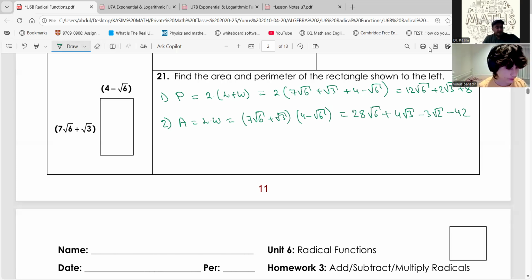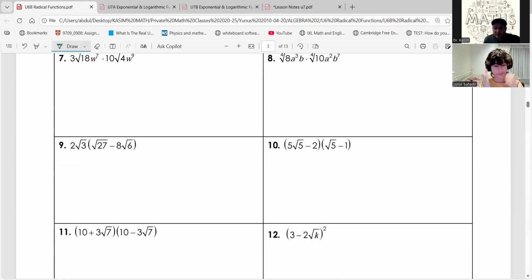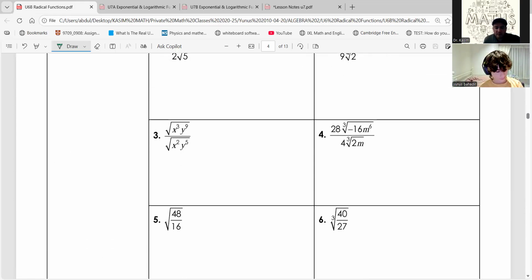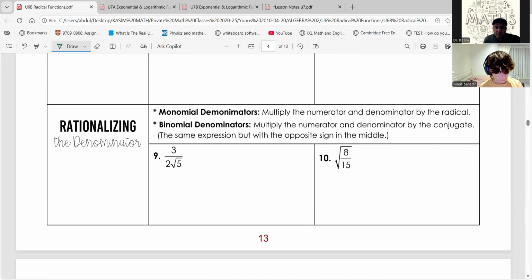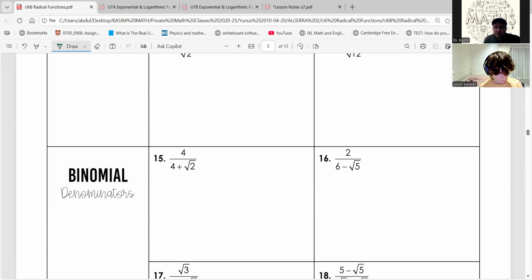Okay, Yunus. We will see what is next, and after that, we'll work on exponentials and logarithms. And after that, maybe in January, if we can, we'll start trigonometry.